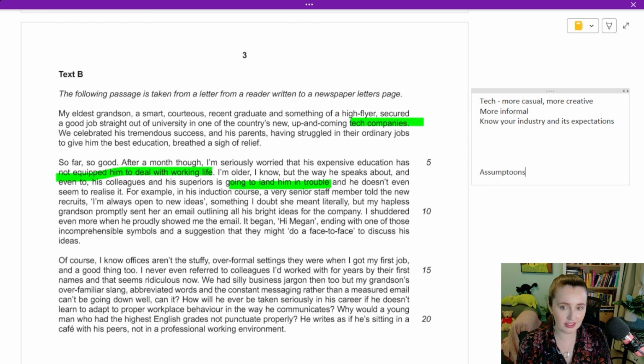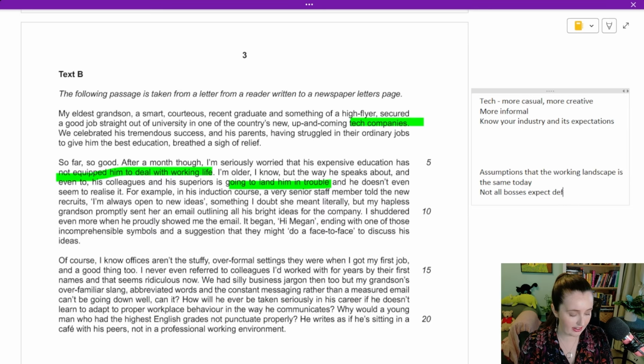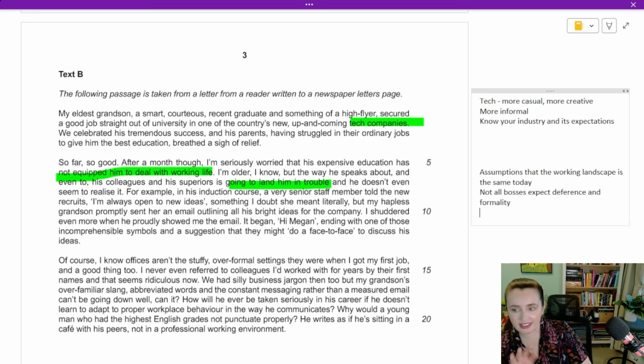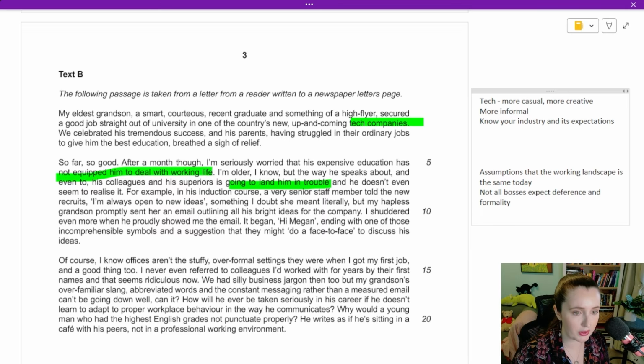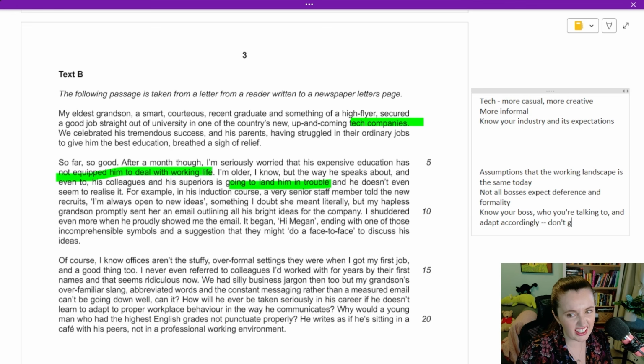So, assumptions that the working landscape is the same today. Not all bosses expect deference, bowing down to them, and formality. But we do also need to keep in mind that we don't want to offend bosses. We don't want to get in trouble. We don't want to get sacked. That's something that young people would need to keep in mind. Know your boss, who you're talking to, and adapt accordingly.